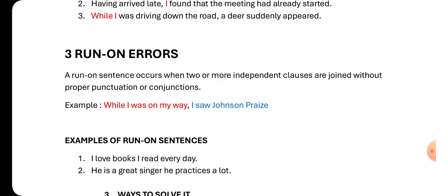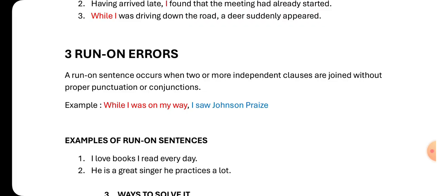Now let's move on to run-on sentences. Run-on sentences occur when two or more independent clauses are joined without proper punctuation or conjunctions.